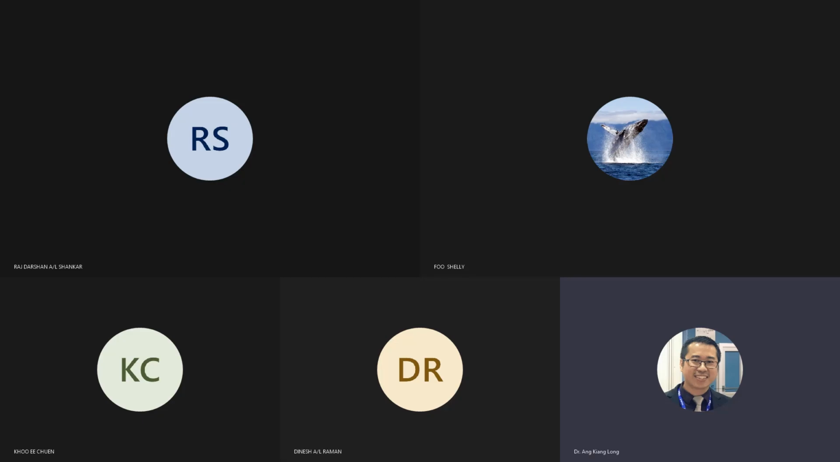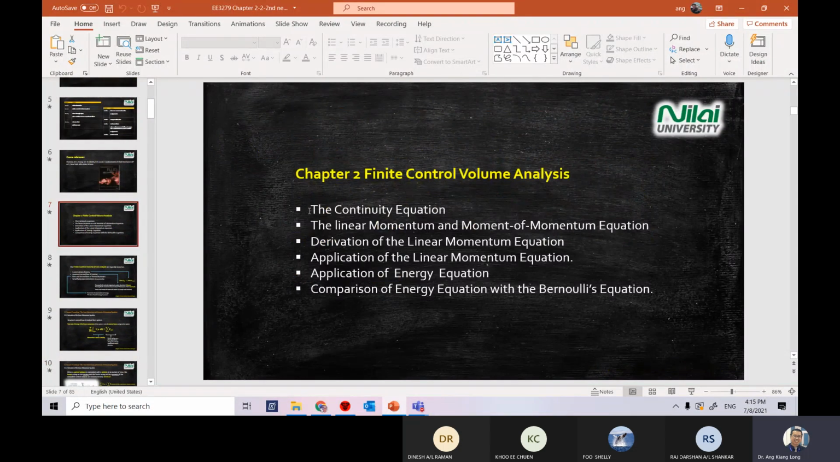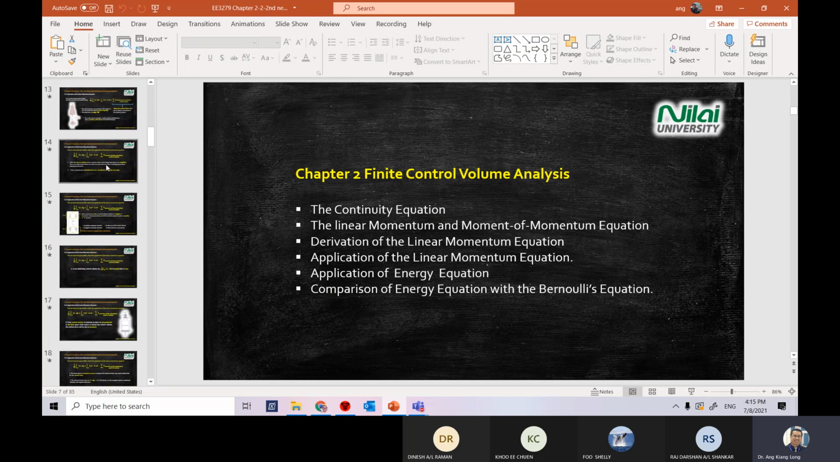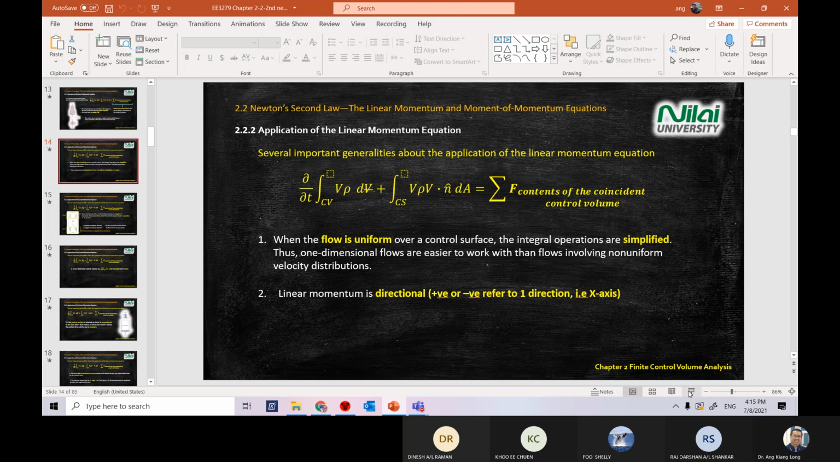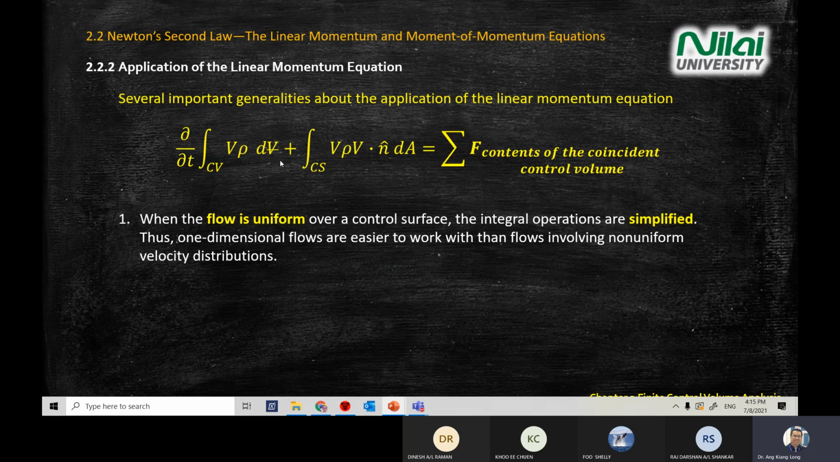Now, previously, we know that we are studying control volume analysis. So we have done the continuity equation, and now we are at momentum, linear momentum. We keep looking at this equation, which is the rate of change of your linear momentum. This integration part is your linear momentum, but divided by time, it becomes the rate of change of the linear momentum plus the rate of change of momentum in the control surfaces dimension.